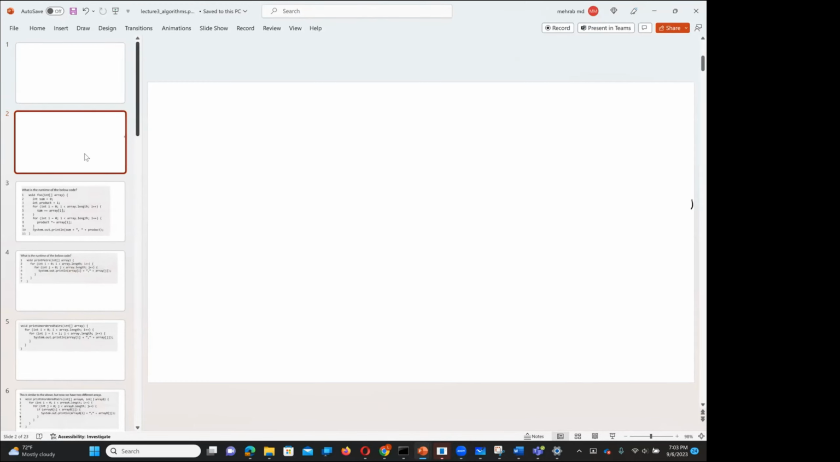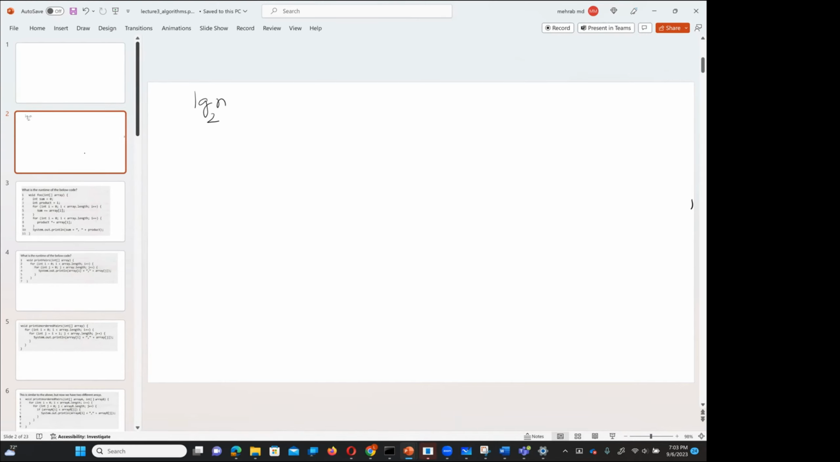Okay, so before I start, let's recap a few things. The other day I was talking about log n, right? This was actually log base 2 of n. So if you write log n, by that I meant base 2 log.